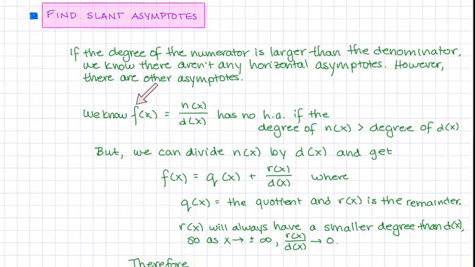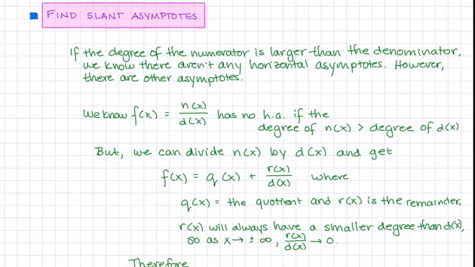So we know if we have a function that is n of x over d of x, and let's say that this is a rational function, so these are both polynomials. We know that there will be no horizontal asymptotes if the degree of the top is bigger than the bottom. Okay, so we got that. But we can divide the numerator by the denominator still. And when we divide, we can get this. We can rewrite the function as a quotient plus the remainder over the denominator, or the divisor.